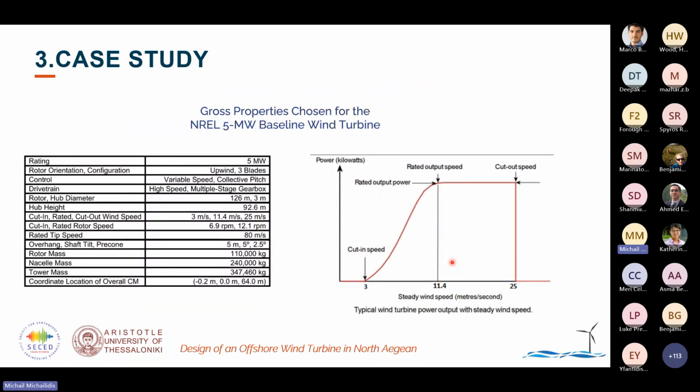Moving now to the gross properties chosen for the NREL 5 megawatt baseline wind turbine.